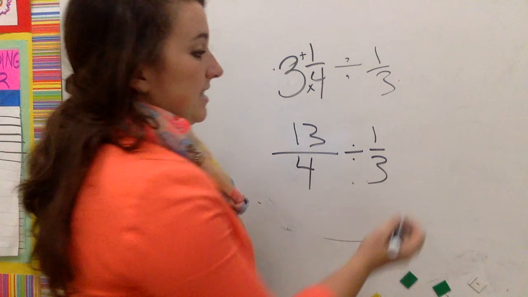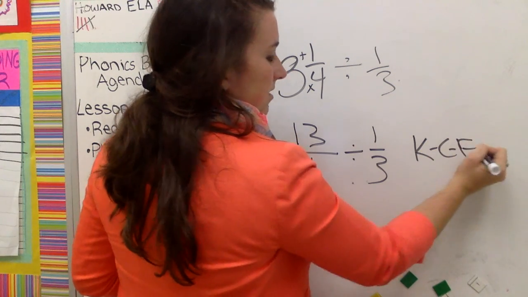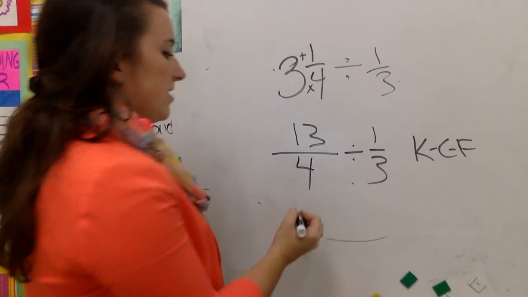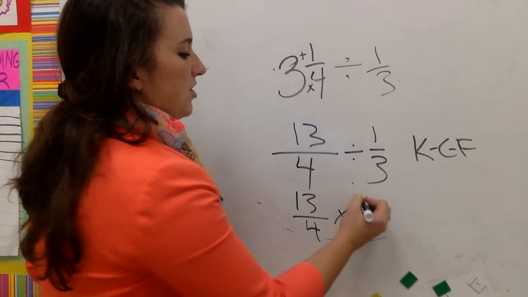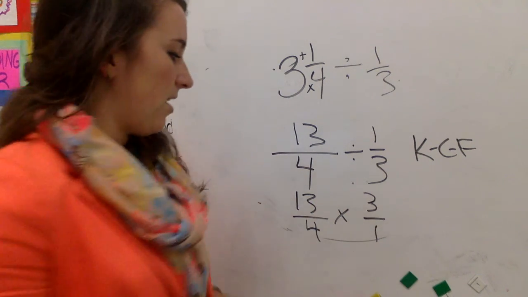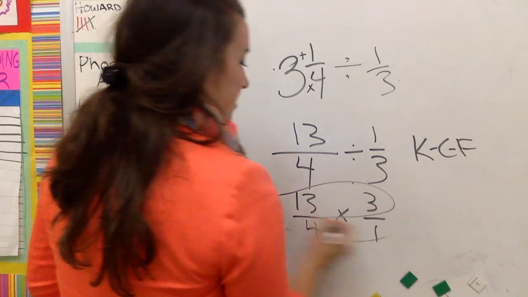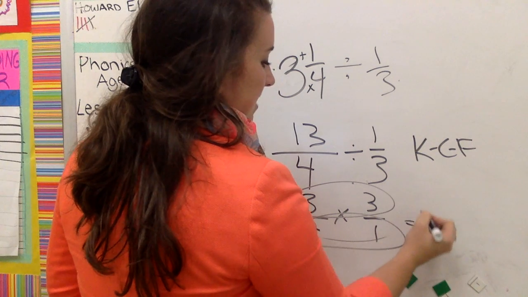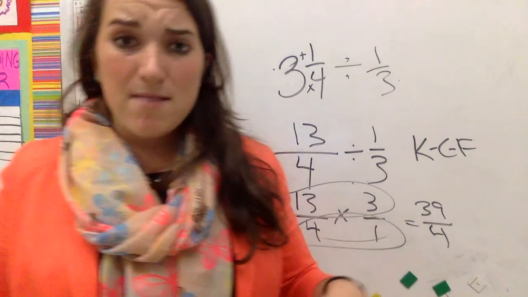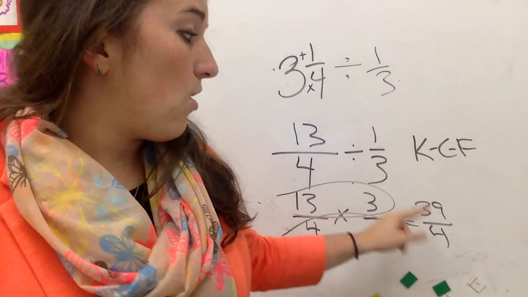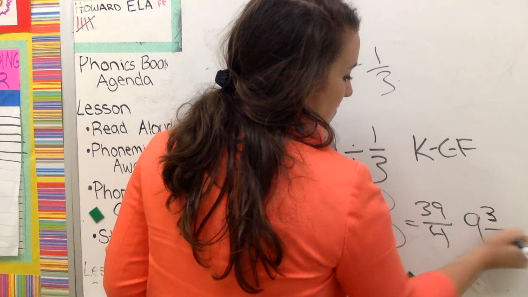Now I'm going to do KCF. Keep, change, flip. Keep the first number, 13 over 4. Change division to multiplication. Flip the second number. So I have 13 over 4 times 3 over 1, which is 13 times 3 is 39 over 4. If you do the same long division, which you can do on your own, you would end up with 9 3/4.